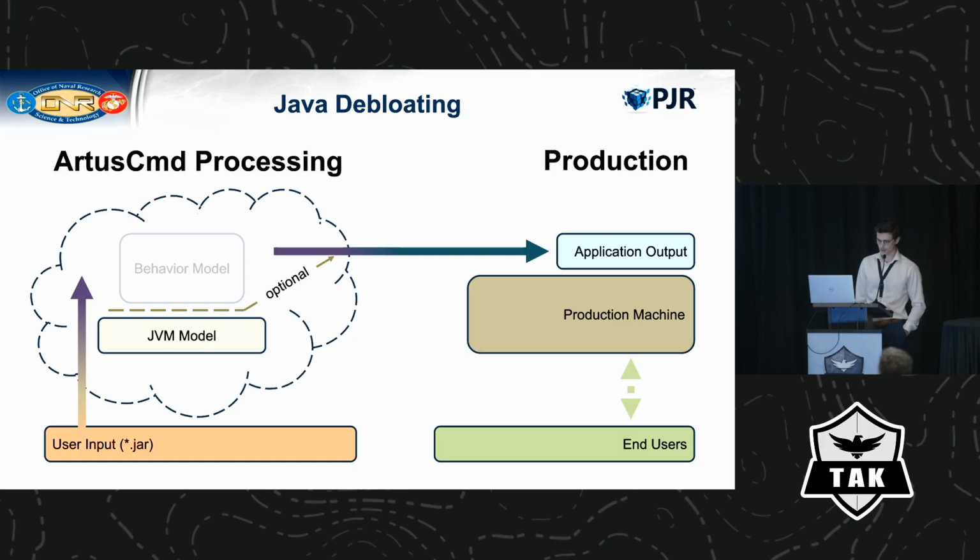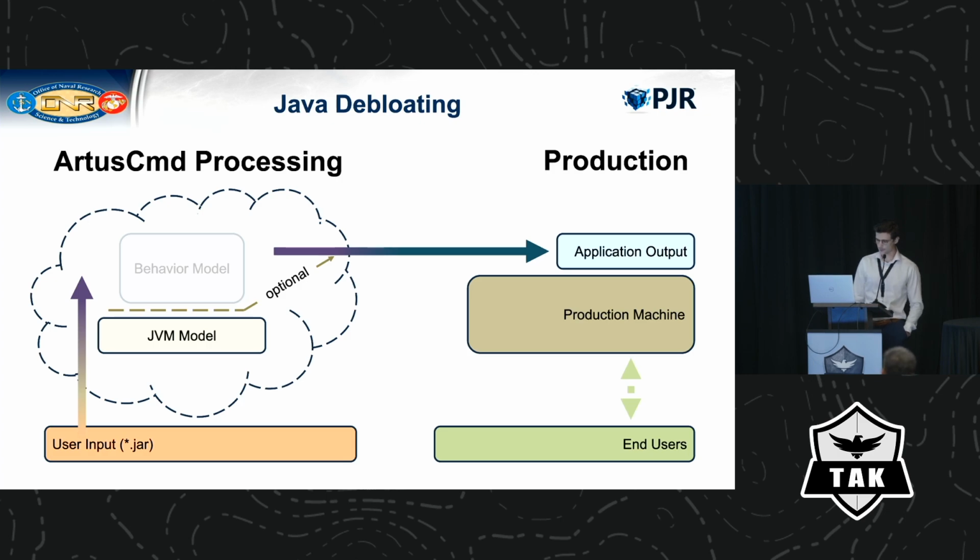And so here is a diagram of how Artist Command works. We start off with the user input. This implies a customized input with switches, options, and different tools that a user can select for how they want Artist Command to behave, as well as their application.